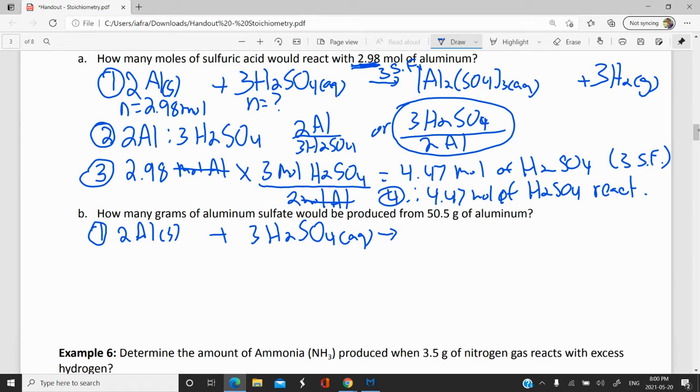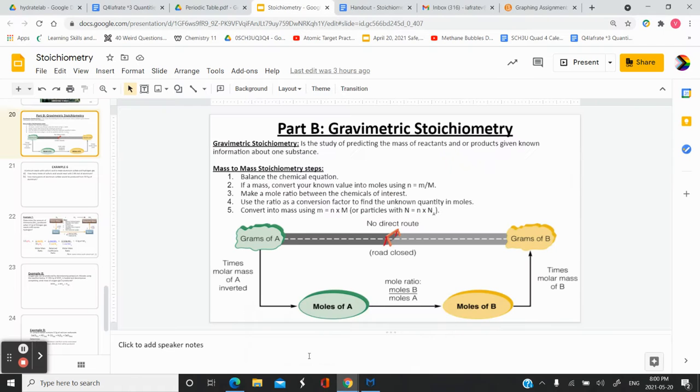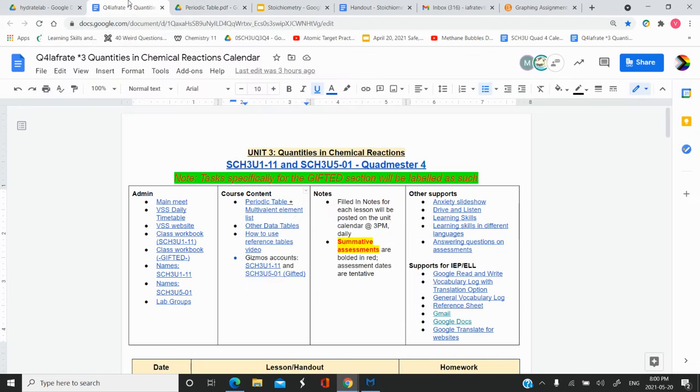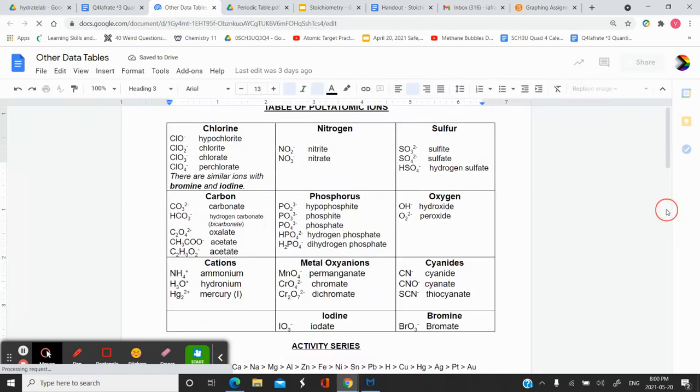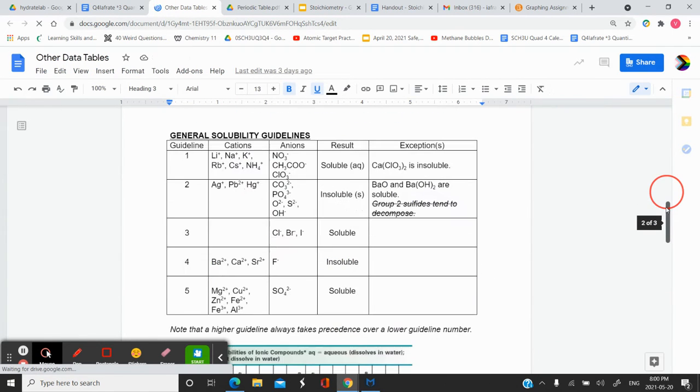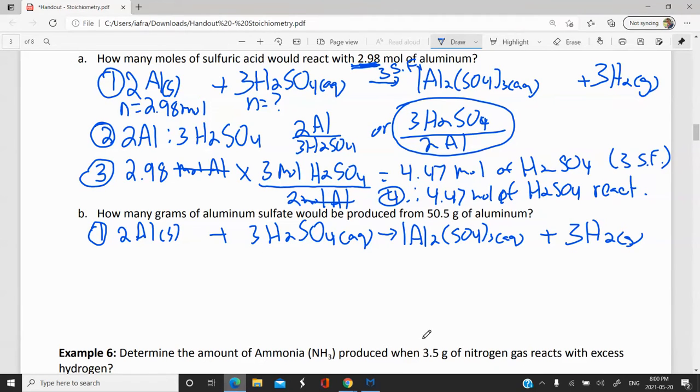H2SO4 aqueous, and then we have 1 Al2(SO4)3 aqueous, and then plus 3 H2 gas. I do quickly want to verify just to see if the aluminum sulfate is soluble or not. I'm pretty sure it is, but just to double check. I mean, I could be wrong. So aluminum sulfate, it depends on how much water there is, but we have aluminum soluble. Okay, yeah, it's soluble. Good. Just making sure. It's not a big deal. We really care about stoichiometry in this question mostly.